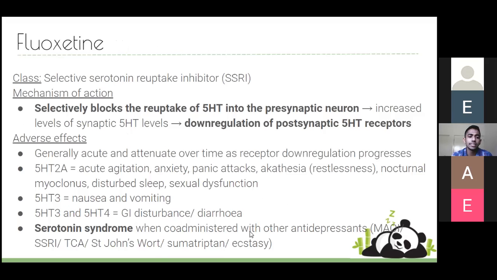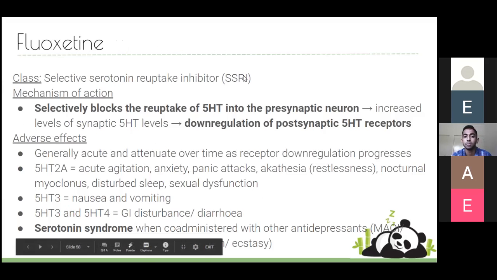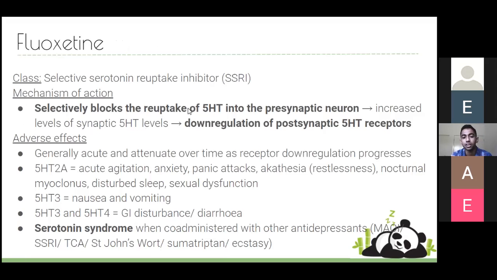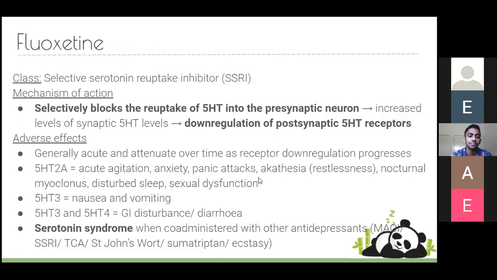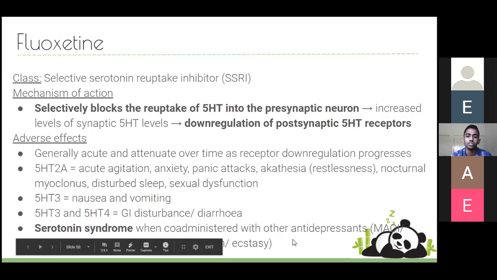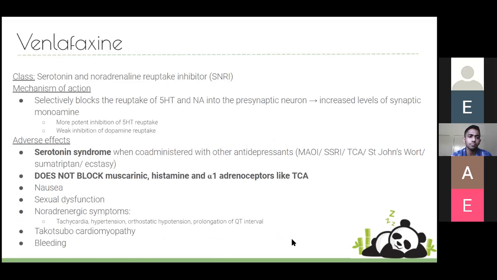Then we've got fluoxetine. So this is a selective serotonin reuptake inhibitor. The name is what it is pretty much. It's going to selectively block reuptake of serotonin. So you're going to get more serotonin in that postsynaptic neuron. They're all associated with certain things, but this is mainly just for people who want to learn it. You don't need to learn that specifically. But again, you can get your serotonin syndrome if you have too much serotonin with other drugs.